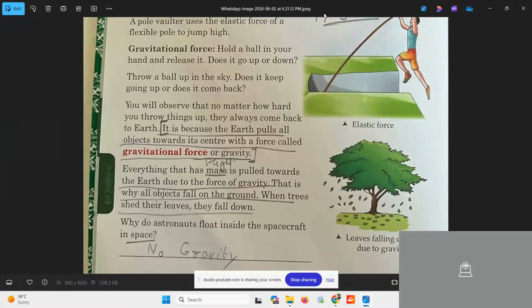Gravitational force. For example, how did the scientist who discovered gravitational force discover it? Then there was an apple. Yes, Newton. You know about Newton, that's good. The apple fell on his head. He asked, why did that apple come down? Why didn't it go up? Then he realized that there must be some force pulling that apple towards him. That is called gravitational force.